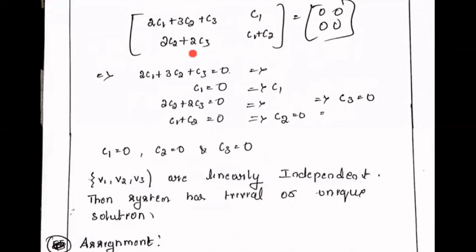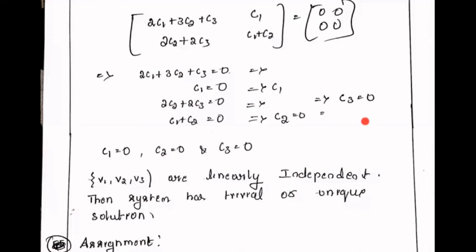Here, what you get is 2C2 plus 2C3 is equal to 0. This is what you got. C1 plus C2 is equal to 0. See, C1 is 0, correct? Directly you got C1. And if you substitute C1 here, C2 will be 0. If you substitute C2 equal to 0 in this equation, what do you get? C3 is equal to 0. So you got all the 3 things, C1, C2, C3, everything is equal to 0.